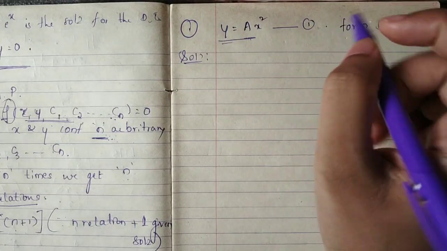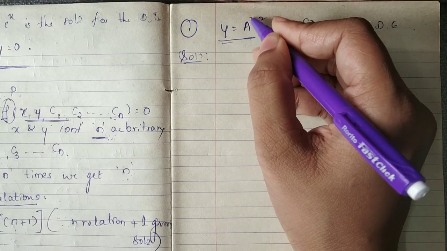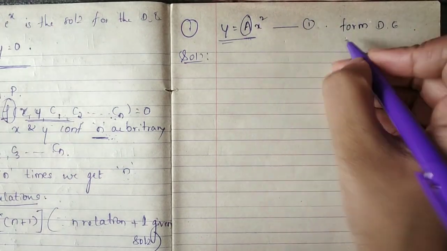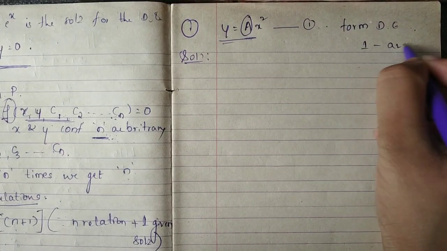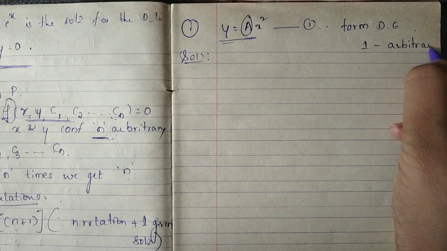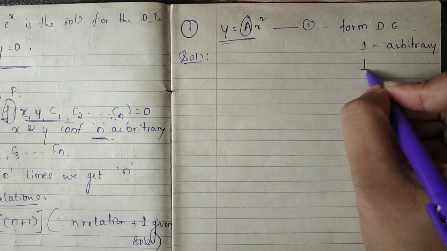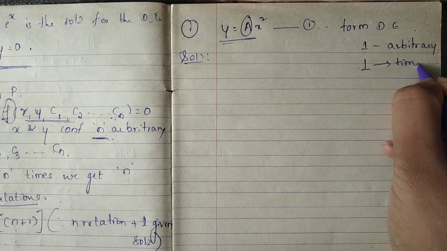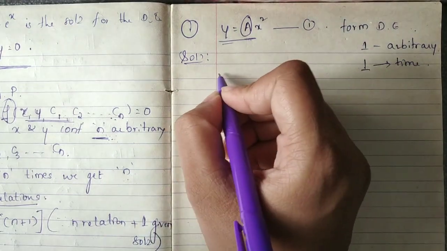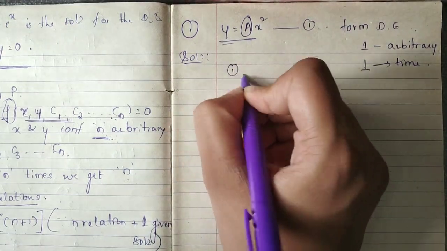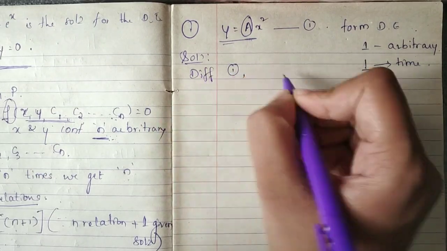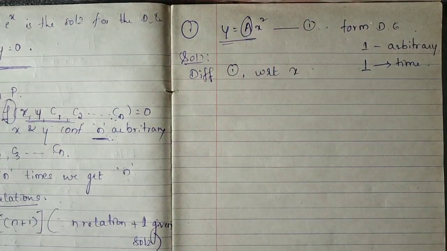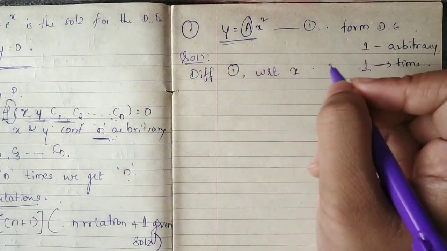So here we have one arbitrary constant, capital A. Therefore, one arbitrary constant implies how many times we need to differentiate? One time, right? So one time we need to differentiate. So from equation 1, which is in the form y equal to f of x, we differentiate with respect to x.